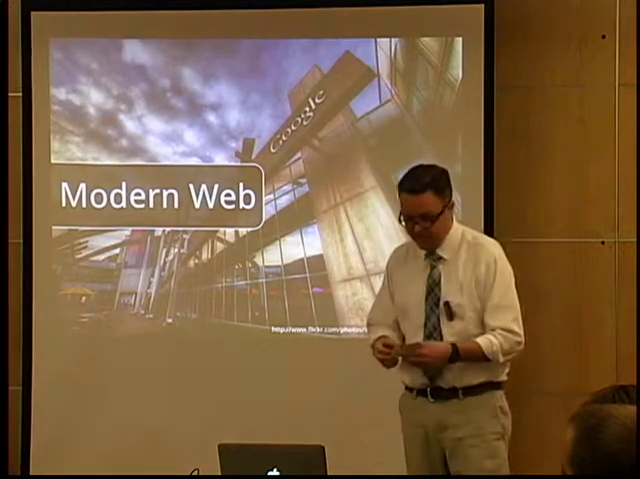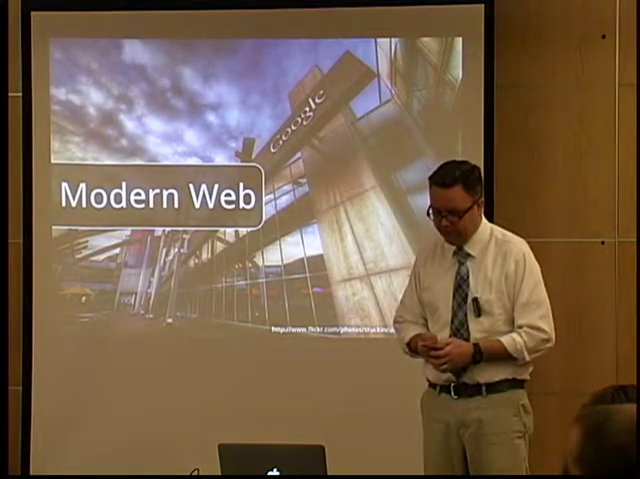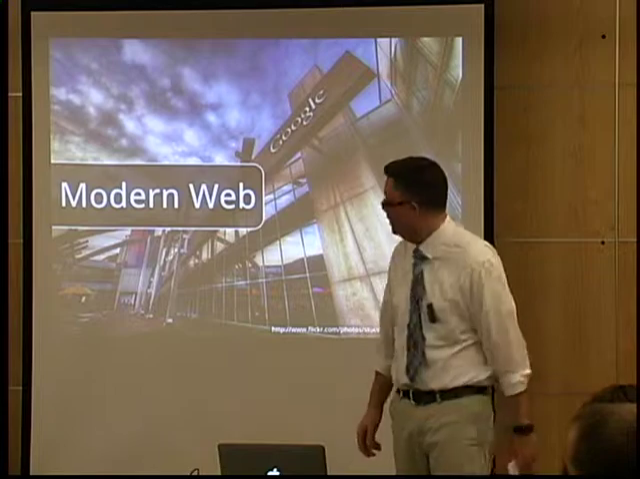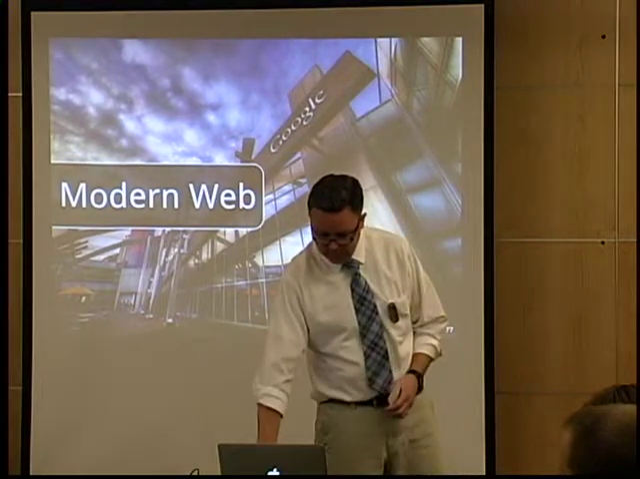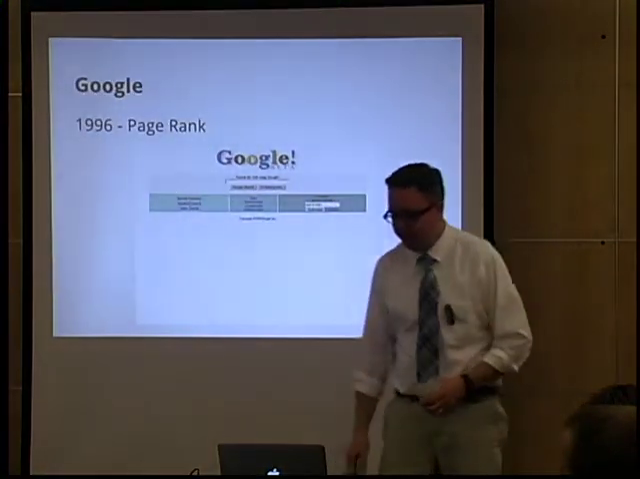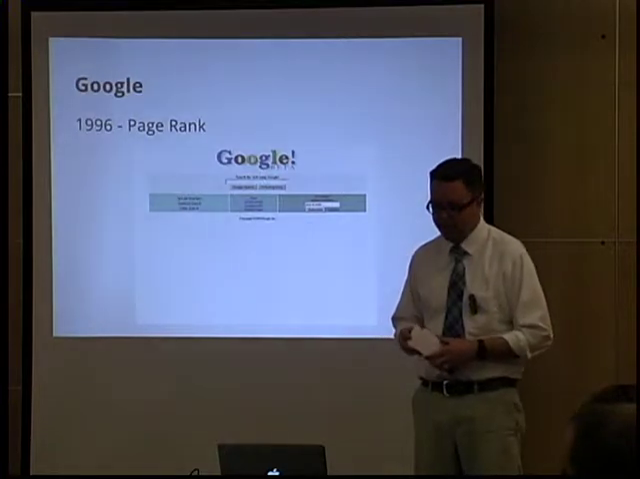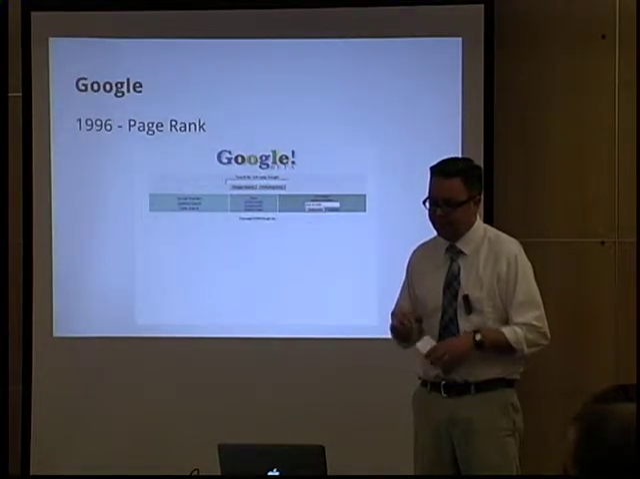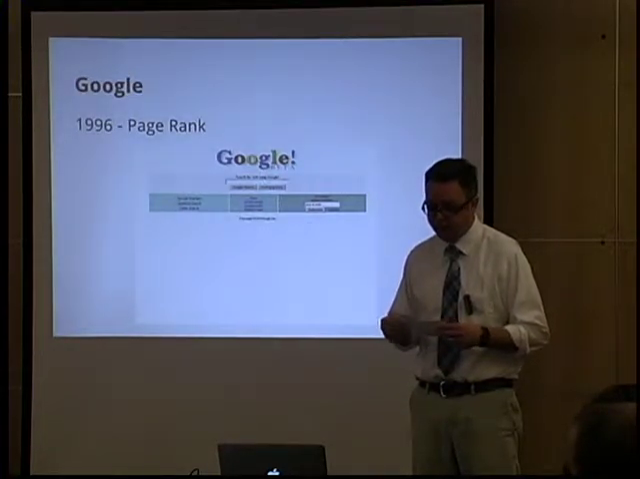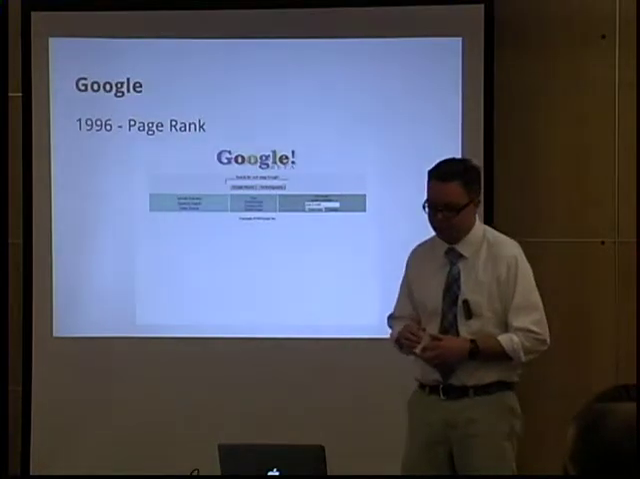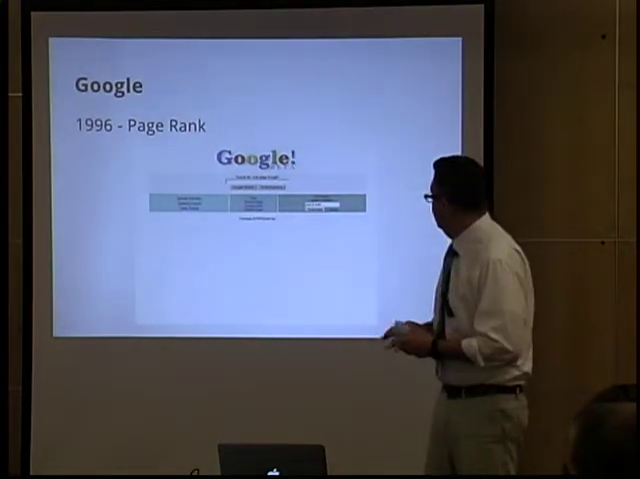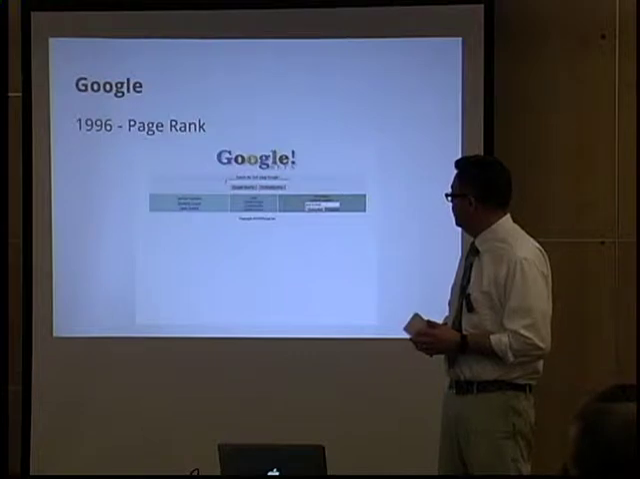So the modern web. We're all here now. We know that Google became the dominant player in this market for search. Their claim to fame was PageRank, which was come up with in 1996, and Stanford actually owns the patent on it. Google bought it from them for a lump sum of money.